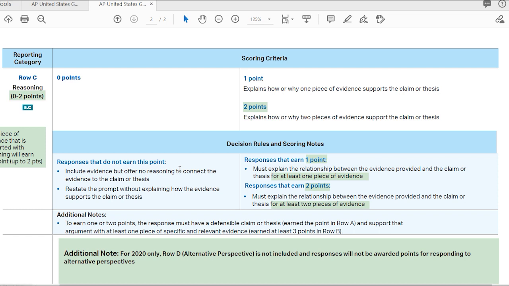Row C, reasoning, is worth 2 points. And if you don't use any reasoning at all, obviously no points, but 1 point if you explain how or why one piece of evidence supports the claim or thesis. 2 points if you explain how or why 2 pieces of evidence support the claim or thesis. So I don't know why they have to make this so complicated. If you have reasoning to support, you have to have a reasoning to support each of your pieces of evidence. Okay, so this is the why.